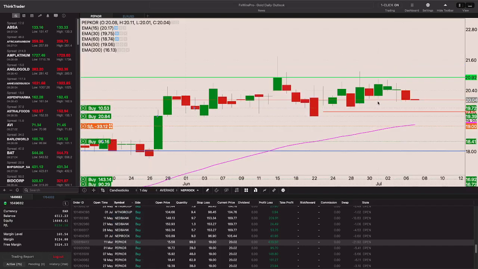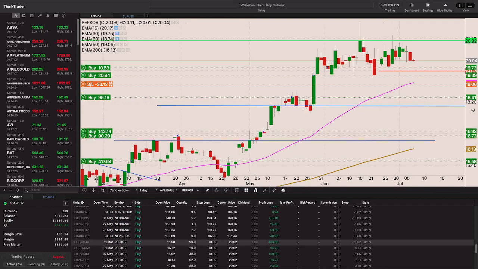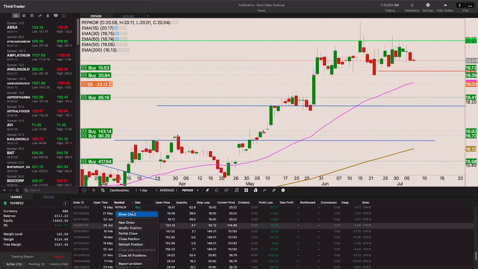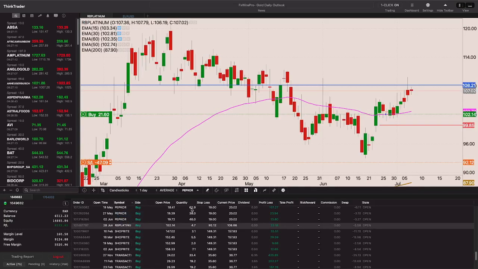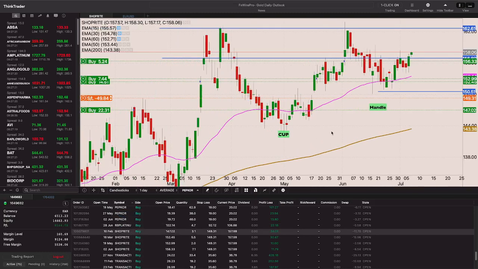Pepco starting the day on the red side, only by a smidgen. So we'll see how that proceeds during the trading day. Royal Bafokeng also starting the day on the red side. Shoprite starting the day on the green side.